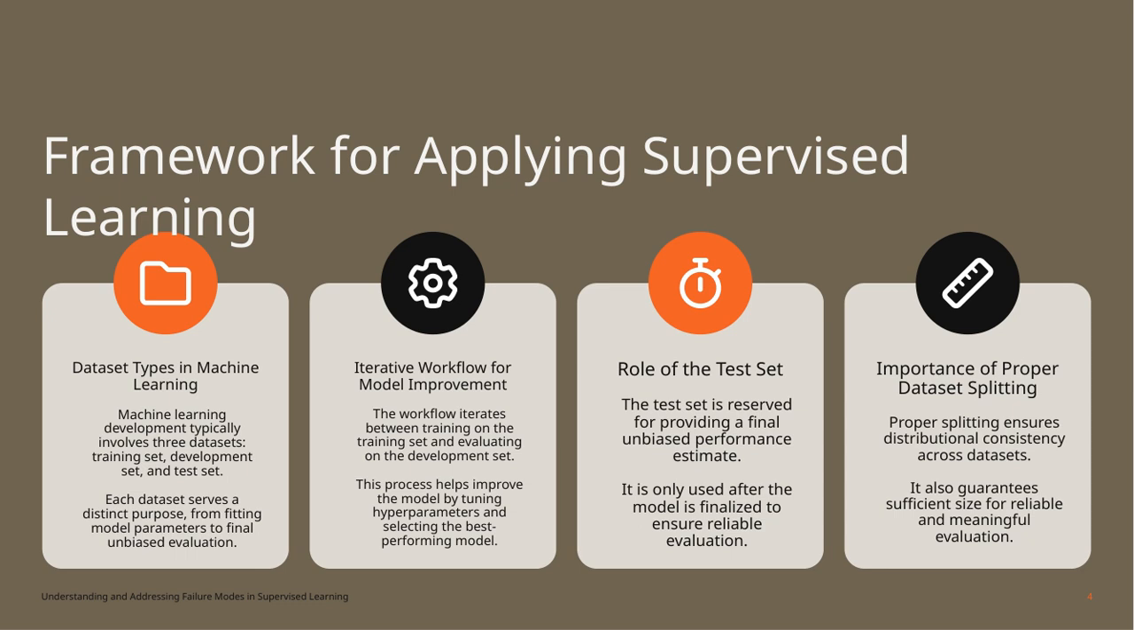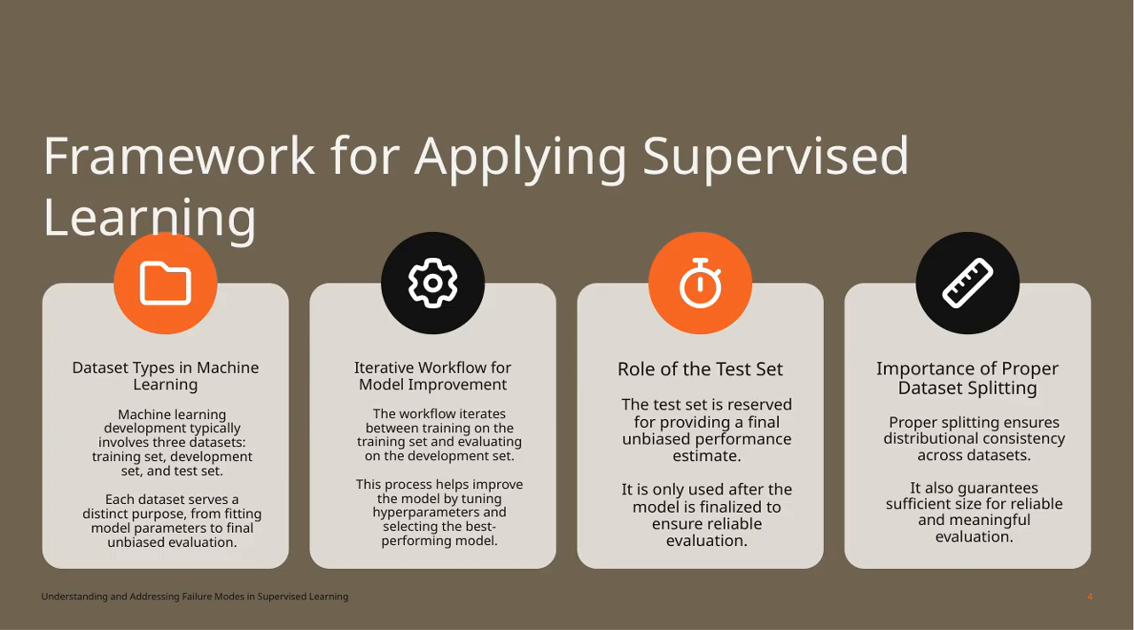The training set is where we fit our model, adjusting parameters to match the data. The development set is used for tuning hyperparameters and making decisions about the model's architecture. And finally, the test set provides an unbiased evaluation of how our model performs on unseen data. Now, an important part of the workflow is the iterative process. We train on the training set, then evaluate on the development set. This back and forth allows us to refine the model, tune hyperparameters, and select the best version. It's a continuous cycle aimed at improving performance without overfitting.